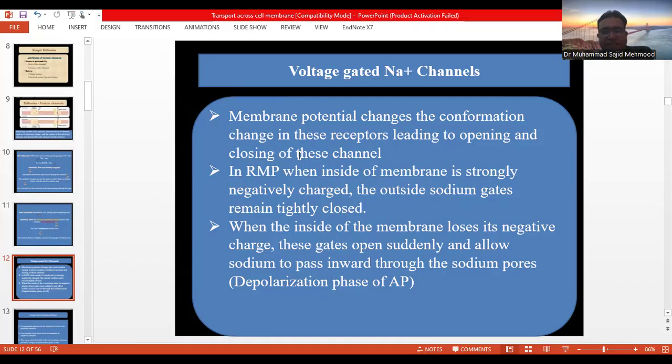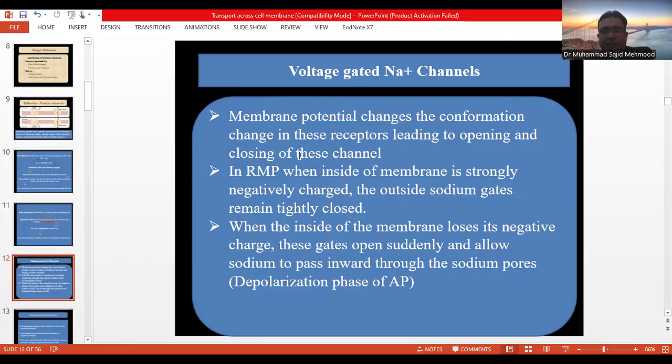Membrane potential changes the conformation of the receptors, leading to opening and closing of the channel. So when the membrane potential changes, there will be a conformational change in these receptors, which leads to opening or closing of these channels.